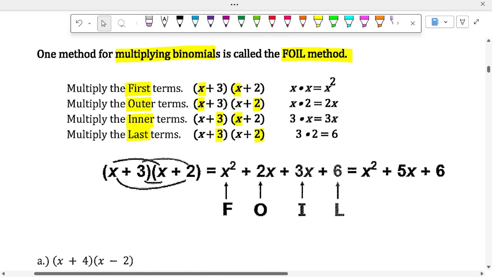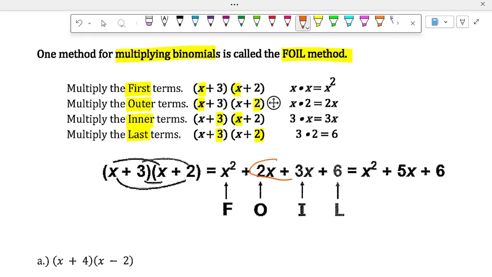So for this one, the first, x times x, is x squared. The outer, x times 2, is 2x. Inner, 3 times x is 3x. And last, 3 times 2 is 6. The only place that combines is typically the outer and inners. And that makes x squared plus 5x plus 6.